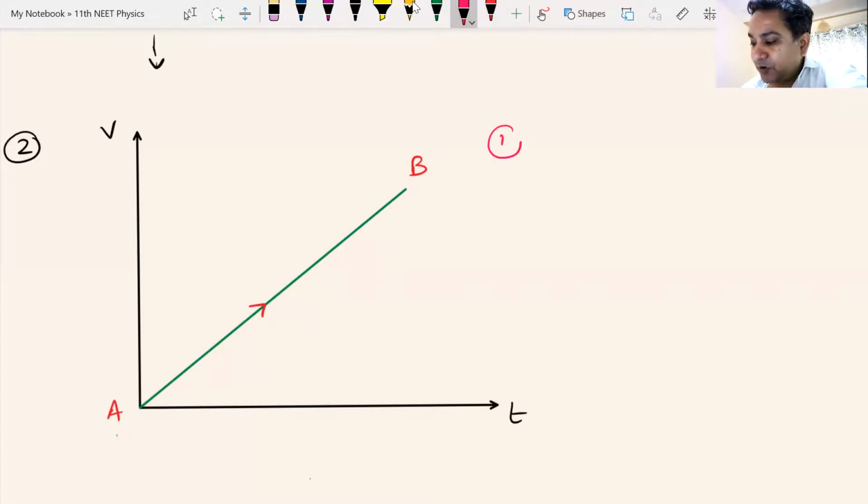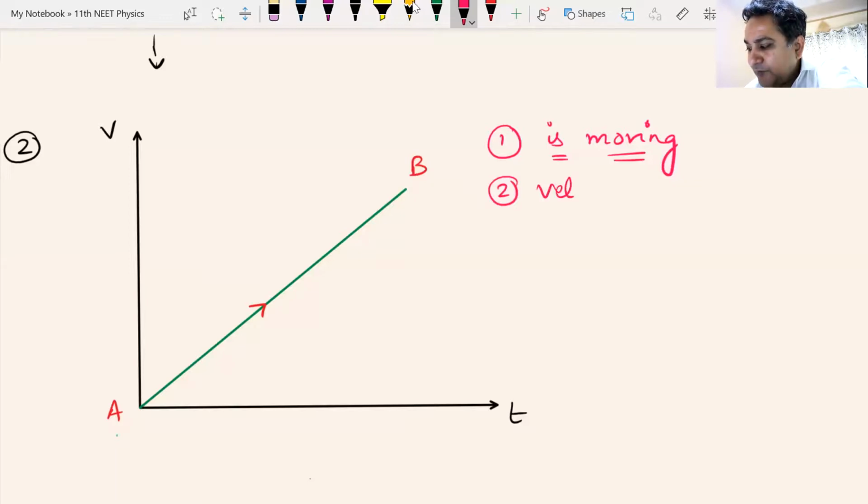Point number one, is the particle moving or is it at rest? Definitely the particle is moving because velocity is not 0. Number two, is the velocity positive or is the velocity negative? Velocity is positive because it does not go below the time axis.